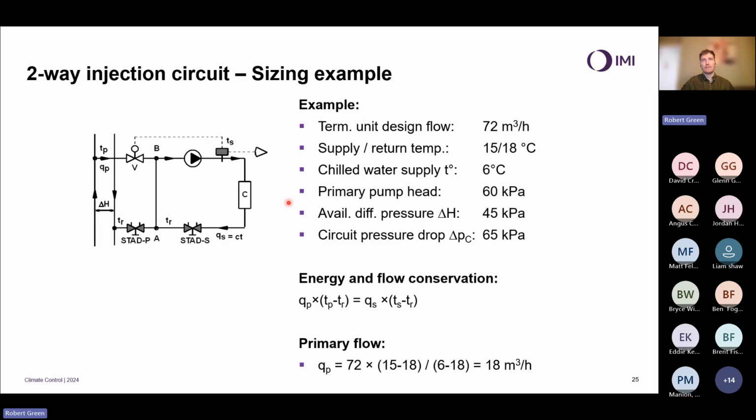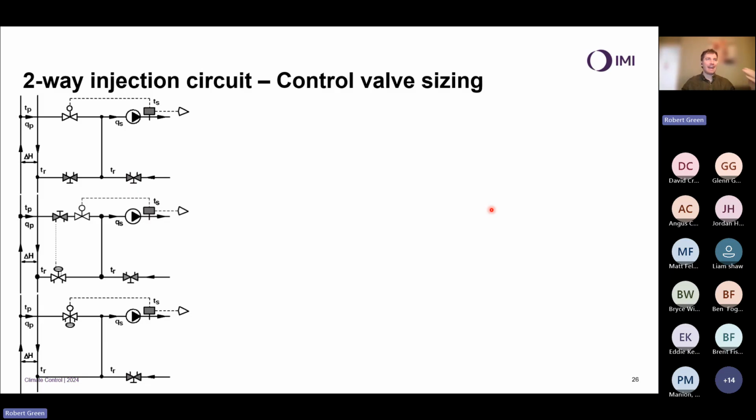And we've also been given the primary pump head and the available pressure, so we can calculate the design authority and minimum authority of these circuits. So let's have a look at sizing again for the three different types of circuit: a standard two-way control circuit, a two-way control circuit with differential pressure control, and a two-way injection circuit with a pressure independent control valve.